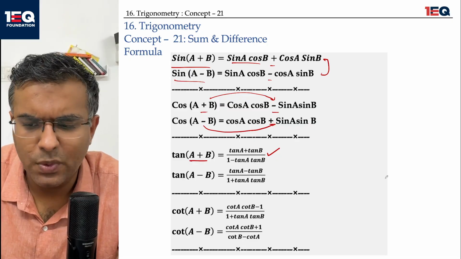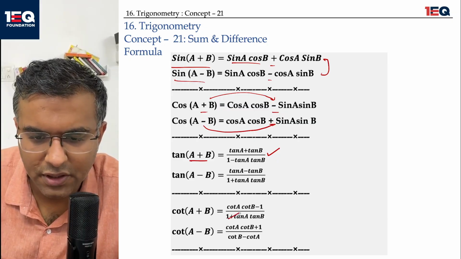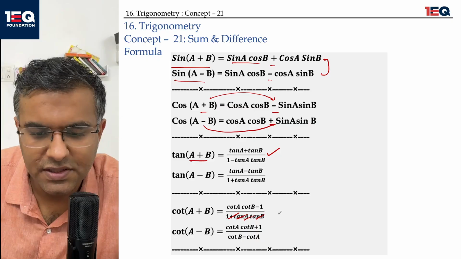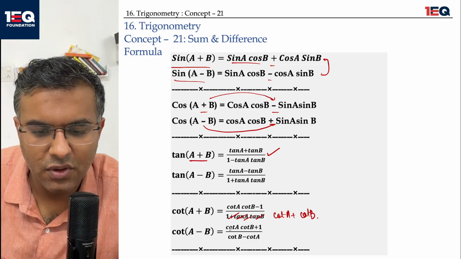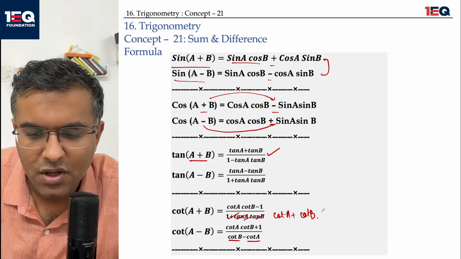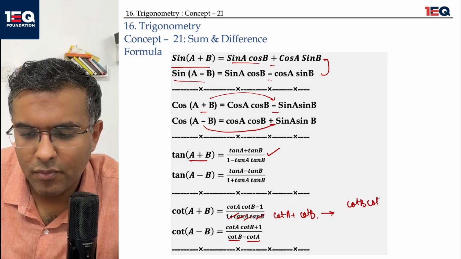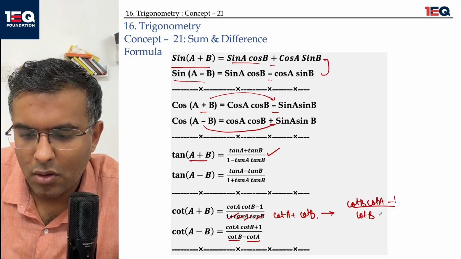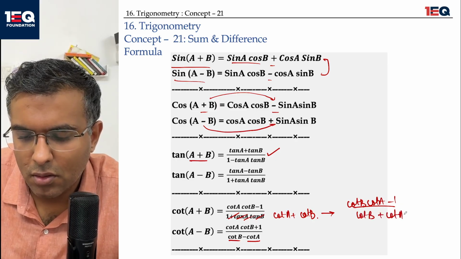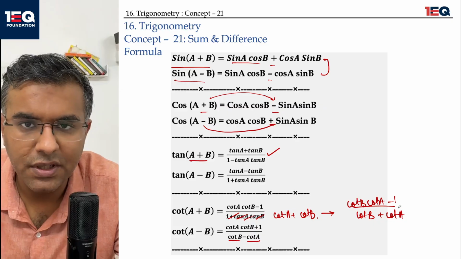Let me check this one. Yes, there was a small fault here. This is cot a cot b minus 1 whole upon cot a plus cot b. Here it's going to be cot b minus cot a. So you can remember this formula in such a manner that it is cot b cot a minus 1 whole upon cot b plus cot a. Okay, cot b plus cot a. This is how it usually goes.